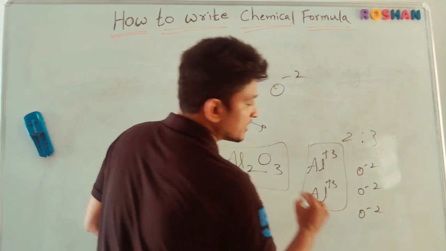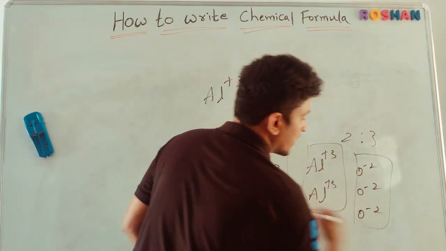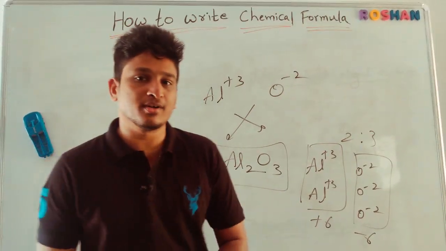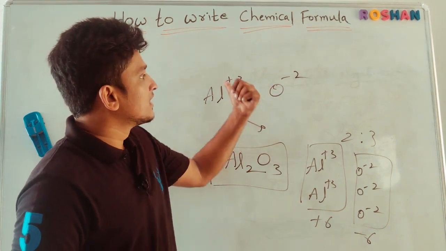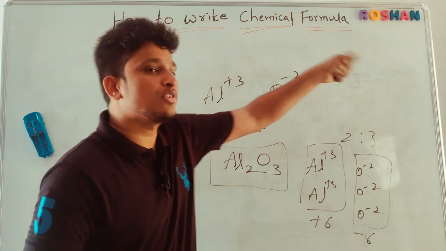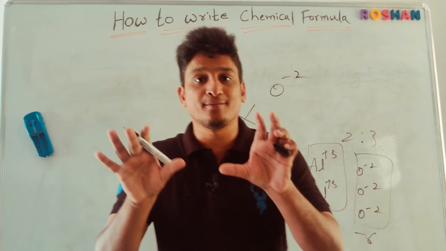Plus 3 plus 3. How much, students? Plus 6. Minus 2 minus 2 minus 2. How much, students? Minus 6. Plus 6 minus 6 equals neutralized or not? That's how it is. So if the numbers are like this, then 3 into 2 is 6, 2 into 3 is 6. Common factor. So this is how to write the formula.